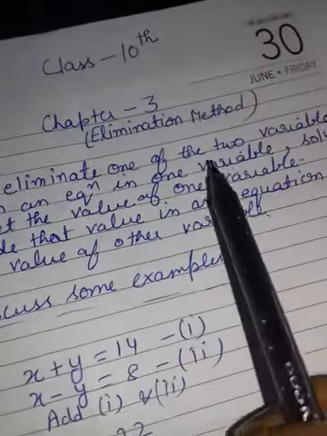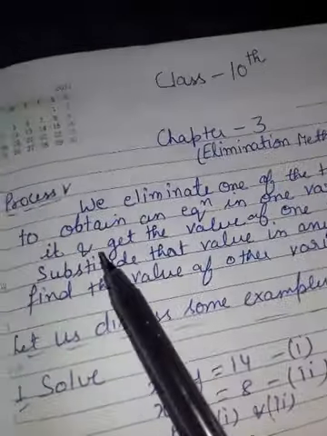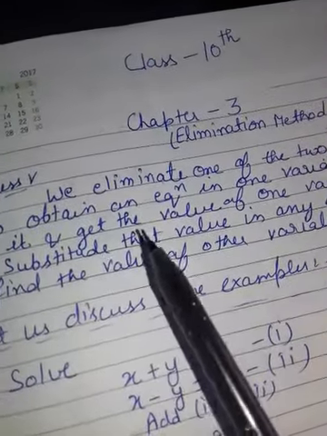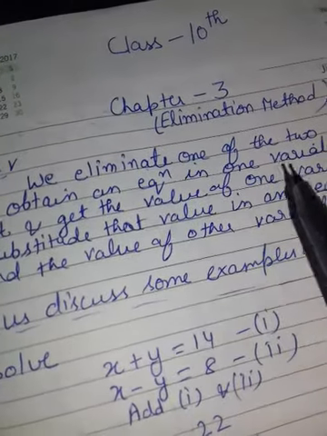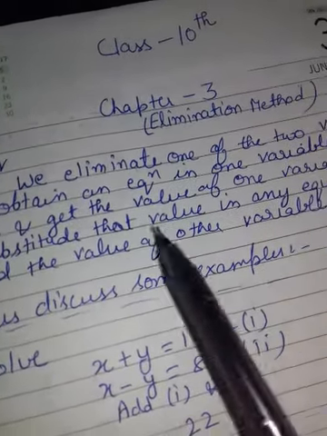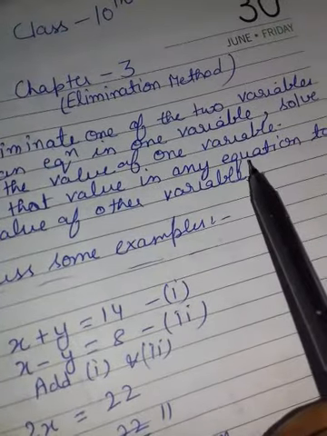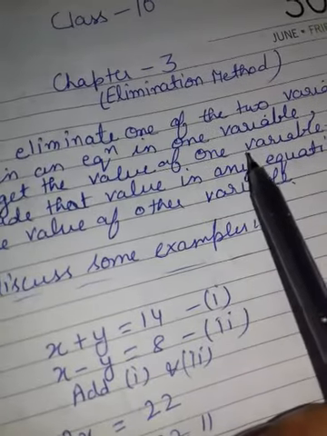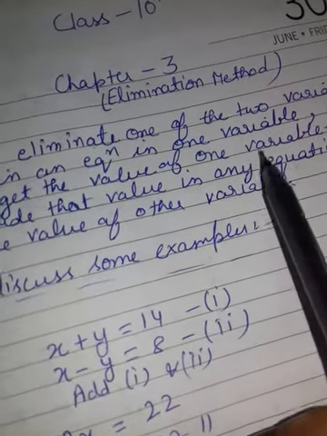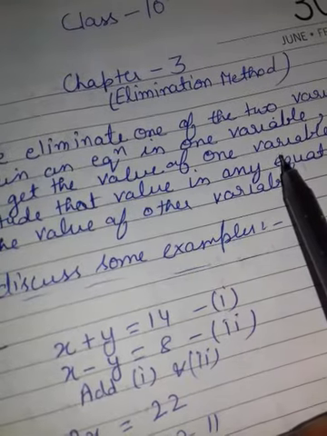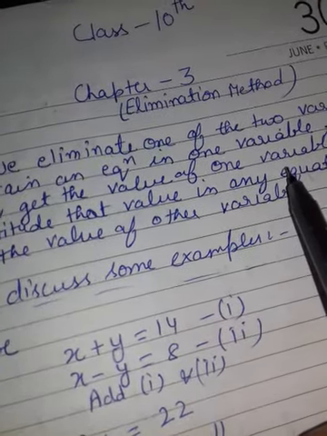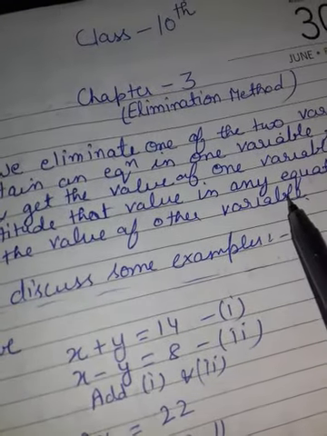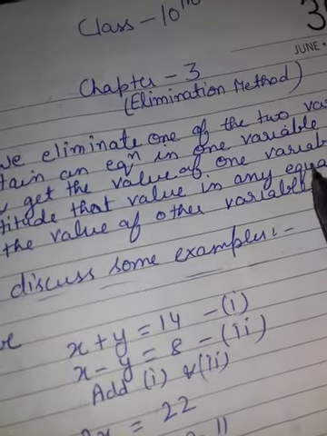We eliminate one of the two variables to obtain an equation in one variable. Then you will get one variable's value. You will put it in any equation to find the value of the other variable. I repeat, in the elimination method, what will you do? You will eliminate one variable from these equations and then you will get one variable's value. You will put that value in any equation. In this manner you will find the other variable also.